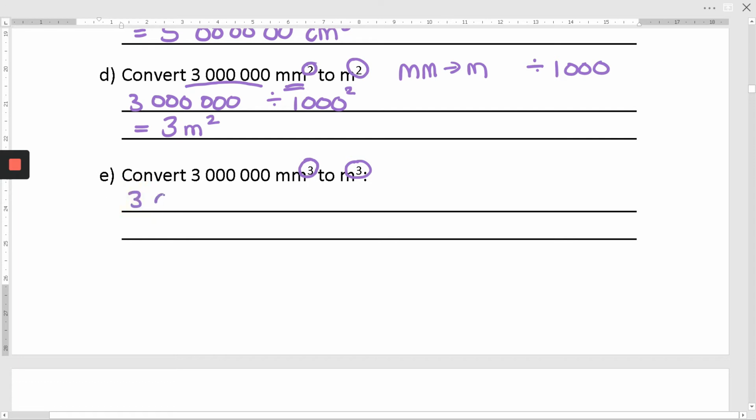So now I'm going to take my 3 million and I am going to divide by the normal conversion if it was length, but I'm going to do it 3 times. And now I'm going to get quite a small answer. I actually get 3 thousandths, 3 over 1,000, or 0,003 meters cubed.